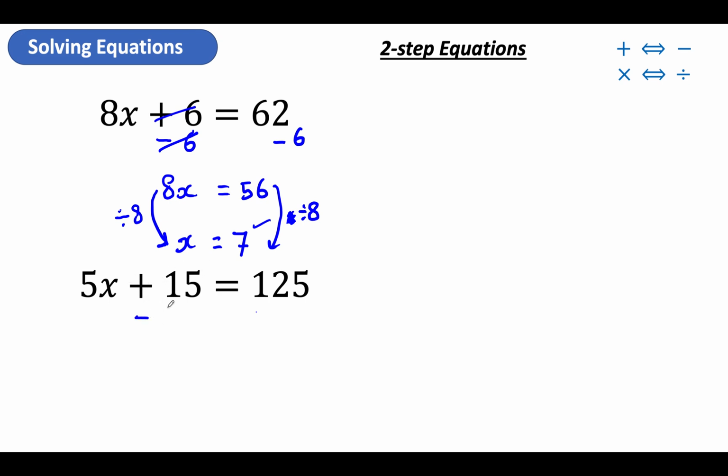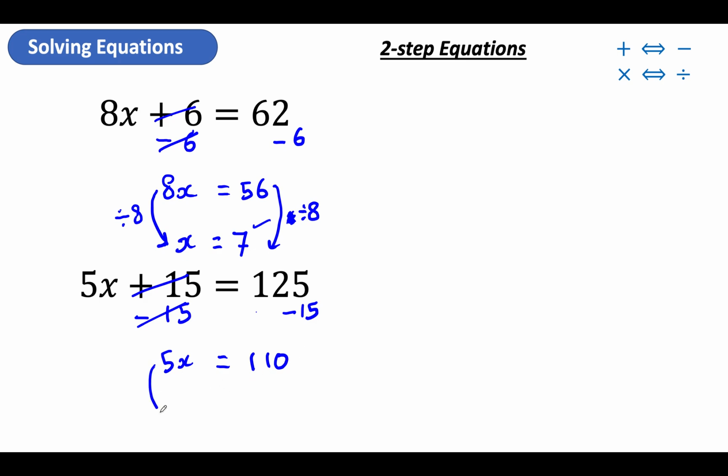And we'll do the opposite. We shall take away 15. So we do that, and we are left with nothing, because 15 take away 15 is nothing. And it just leaves 5x over this side of the equation. But remember, what we do to one side, we must do to the other. So we're going to take away 15 from here as well. And 125, take away 15 is 110.